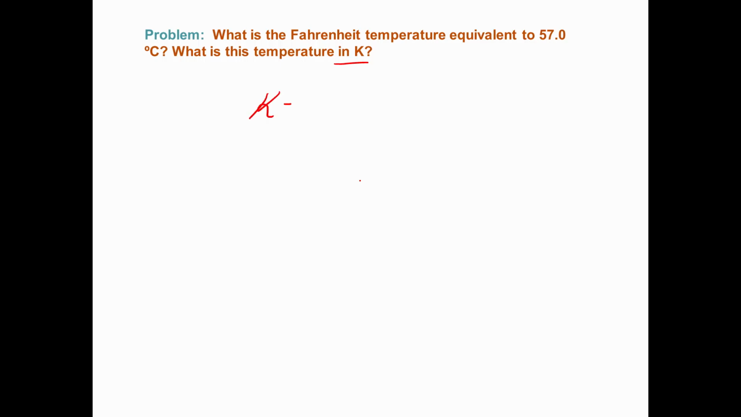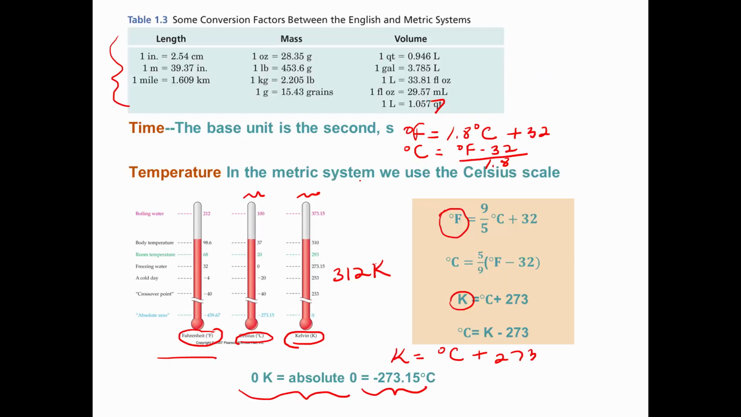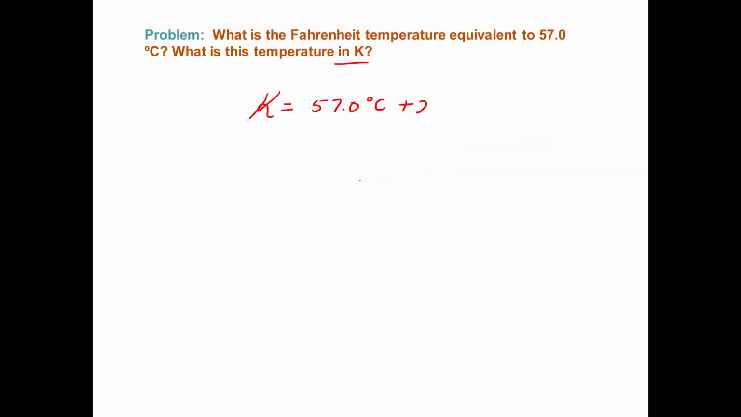The Kelvin we can do right away. Kelvin is the degrees Celsius plus 273. And that's actually 273.15. So 57 plus 273.15, that's 330 Kelvin. So let's go ahead and convert this temperature to Fahrenheit.